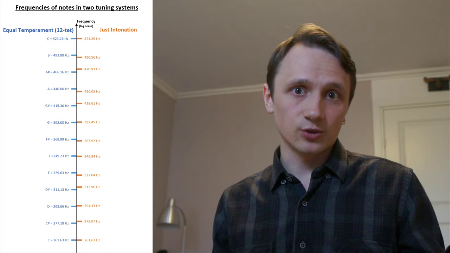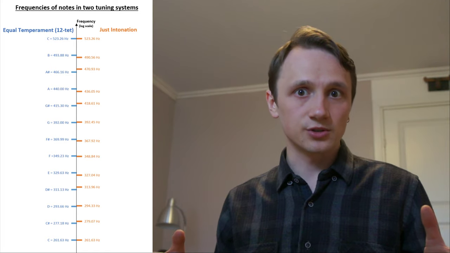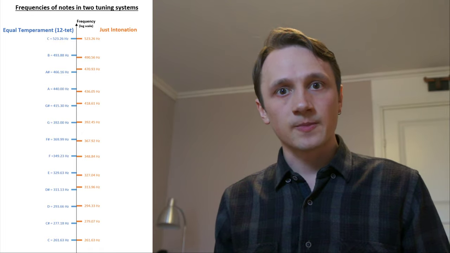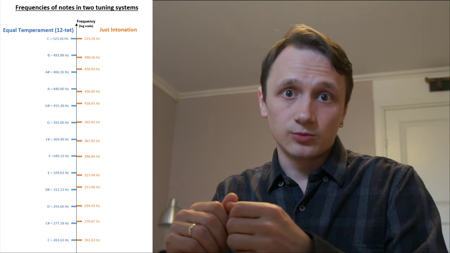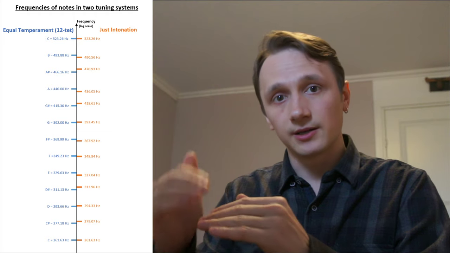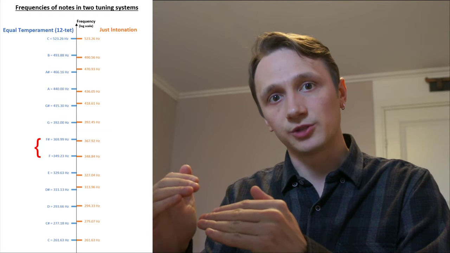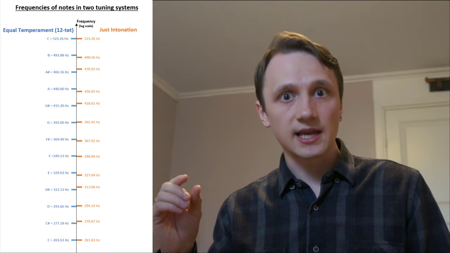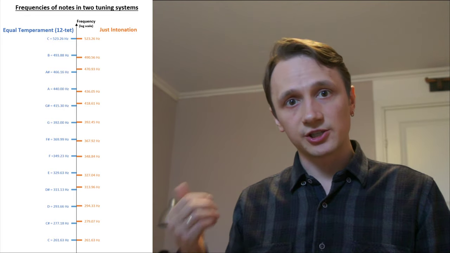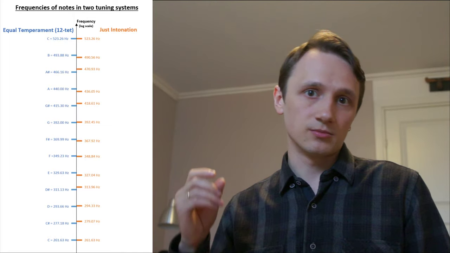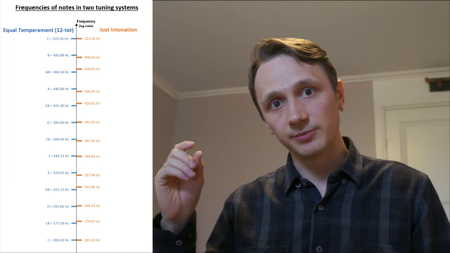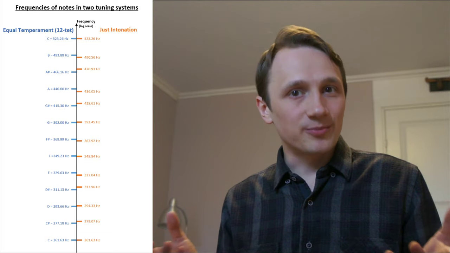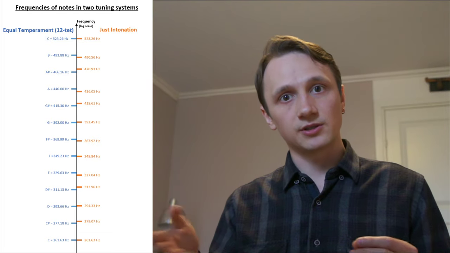Just intonation and 12-tone equal temperament have the same number of notes, 12, but the pitches of those notes are different. And you see, the notes of 12-tone equal temperament are exactly the same distance away from each other, so all semitones are the same size. But in just intonation, it's not true. Some semitones are a bit bigger, some a bit smaller, and it doesn't seem to be that mathematically perfect, but it's not about how it looks, it's about how it sounds.